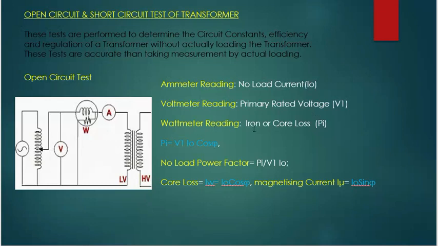The wattmeter reading will be the iron or core loss, because the HV side is open, so the no load current will be the only current, so copper loss will be 0 and the wattmeter reading will only show the iron loss or core loss. Now from this equation we can also find out the no load power factor of the transformer. Also the core loss component and the magnetizing current component can be conveniently found with this open circuit test.